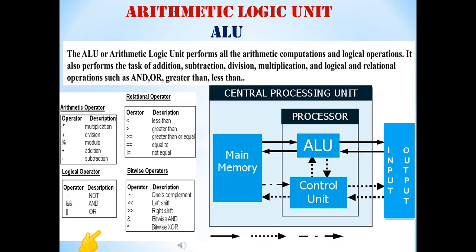I have given one table on the left side. Some of the operations performed by the ALU are: one is arithmetic operations, second is relational operations, and third is logical operations. On the right side, this picture shows how the ALU works.